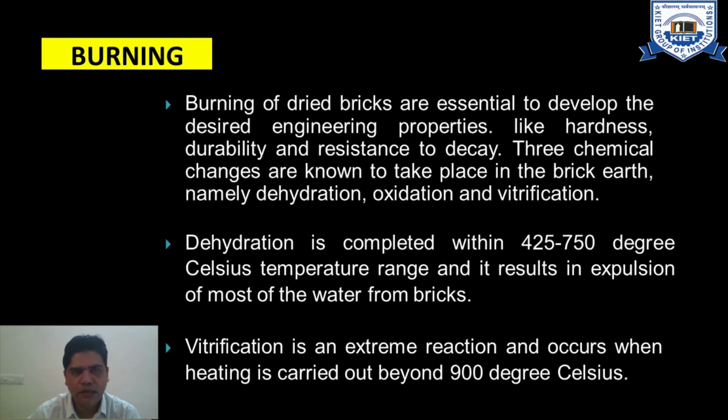Now the last process is the burning process, which is the most important process. The burning of dried bricks is essential to develop the desired engineering properties like hardness, durability, and resistance to decay. The chemical changes known to take place in the brick earth are dehydration, oxidation, and vitrification. Dehydration is completed within 425 to 750 degrees centigrade temperature range, and it results in the expulsion of most of the water from the bricks. Vitrification is an extreme reaction and occurs when heating is carried out beyond 900 degrees centigrade.